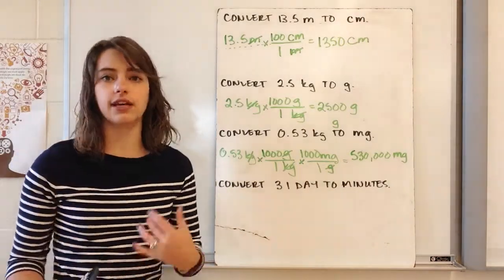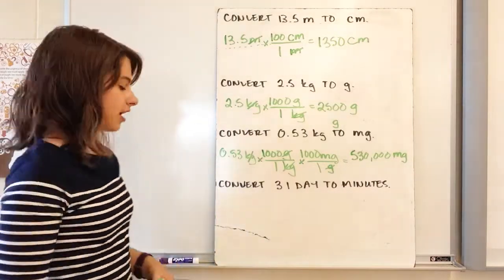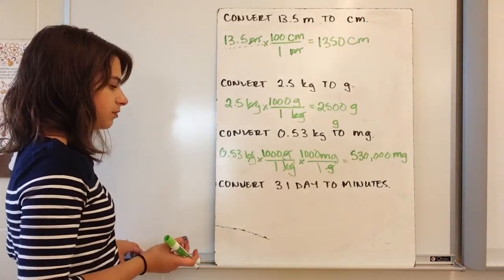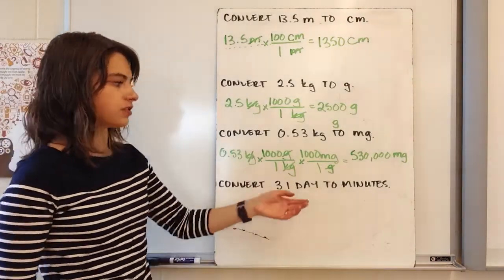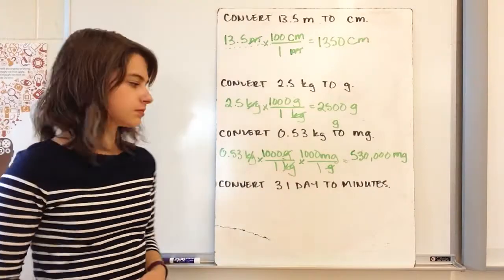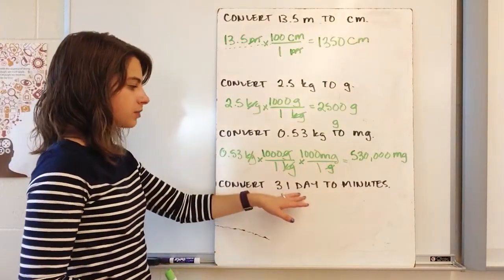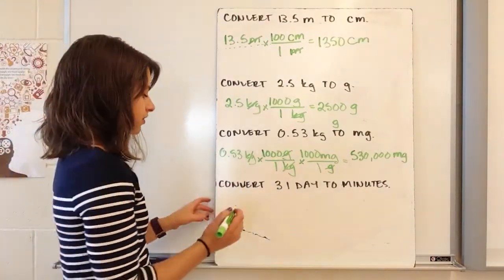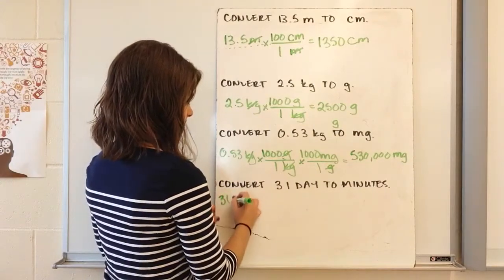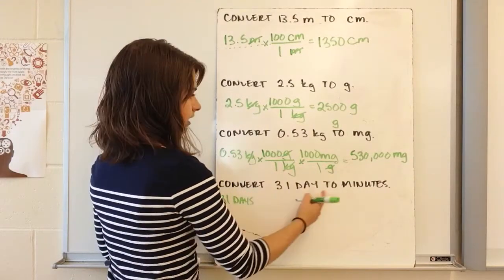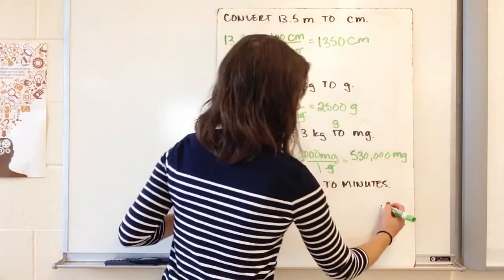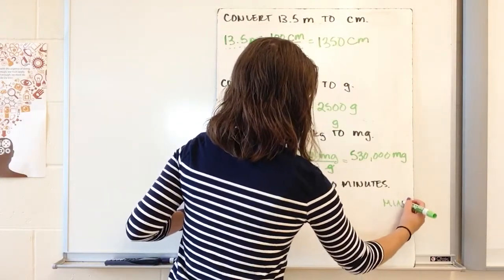Let's do one more that doesn't use metric units. Let's do a conversion that involves something we know in everyday life. Let's do days and minutes. So I'm going to start with what I'm given, just like I always do. So I'm going to start with 31 days. And I want to get to minutes. So I'm going to end with minutes.